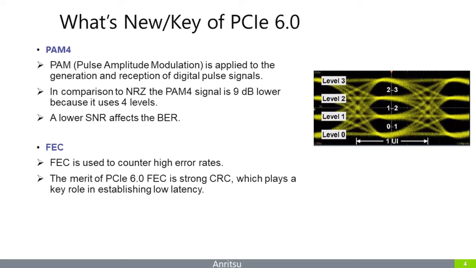However, when you use the PAM4 modulation scheme, you can see the top eye and bottom eye margin is eaten by the rising edge and TR/TF, the actual speed of the rising and falling. You see the top eye, bottom eye, automatically the phase margin is reduced by maybe 20-30% because of the edge. To compensate for this 9 dB loss and also the smaller phase margin, further error correction is introduced to PCIe Gen 6.